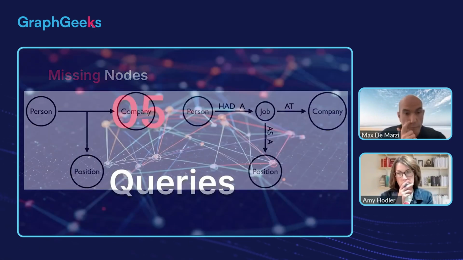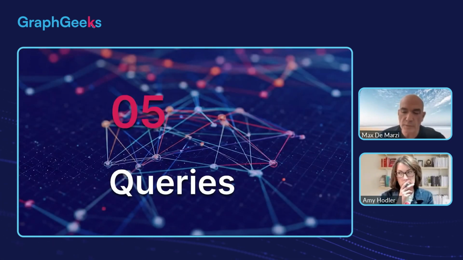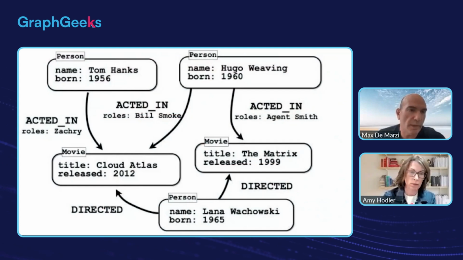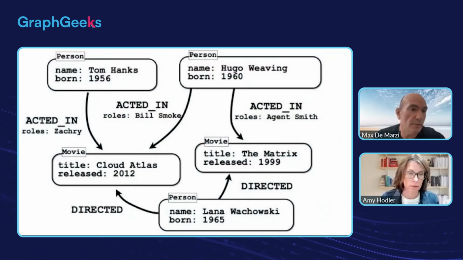All right, moving on to queries. You can't just build your model based on data alone. You have to think about the questions you're going to ask. In front of you, you're going to see a really simple graph model that has people that acted in movies, some person that directed some of these movies, and they have the roles that they played in those movies as properties.